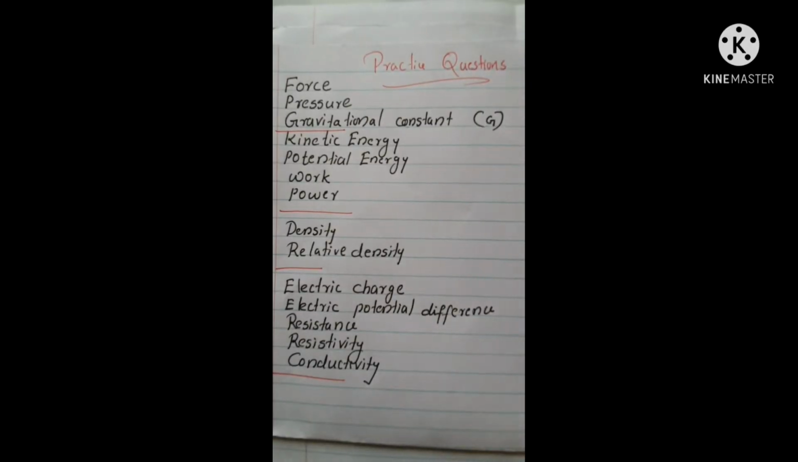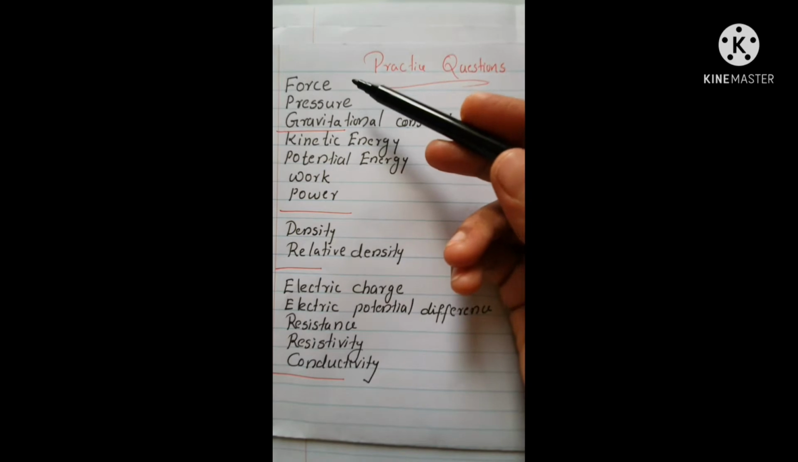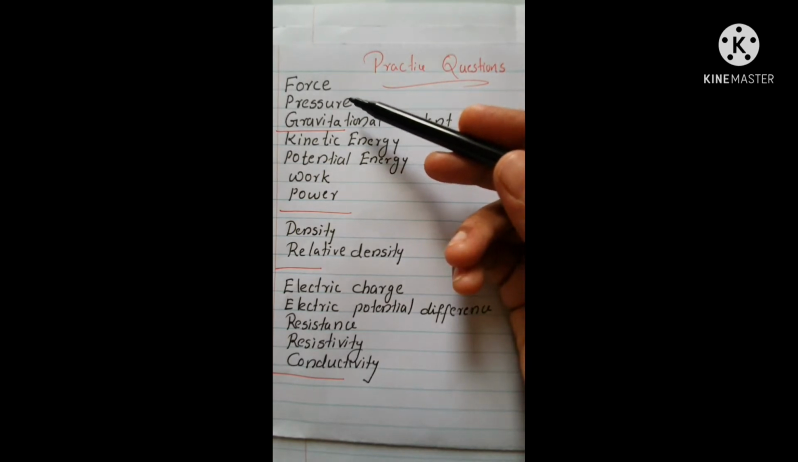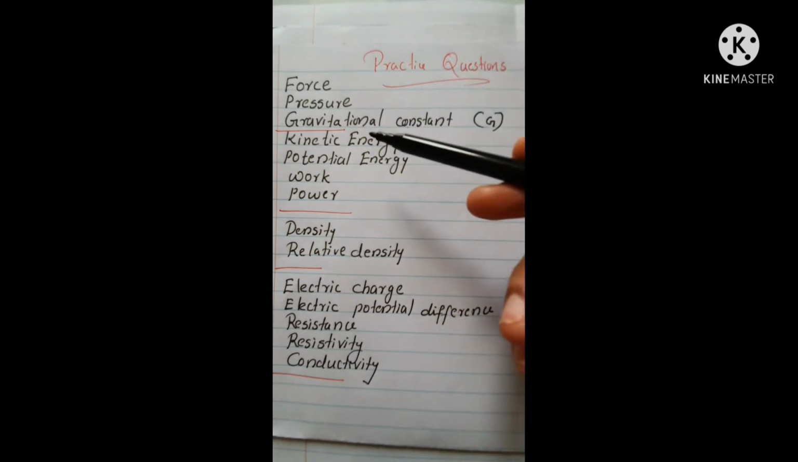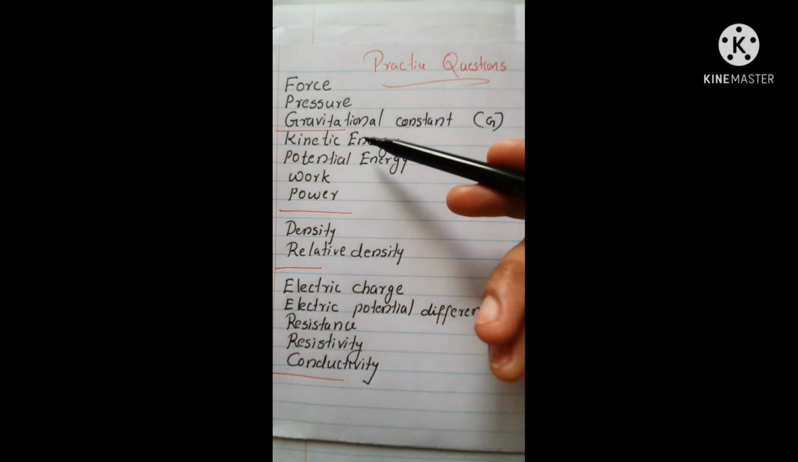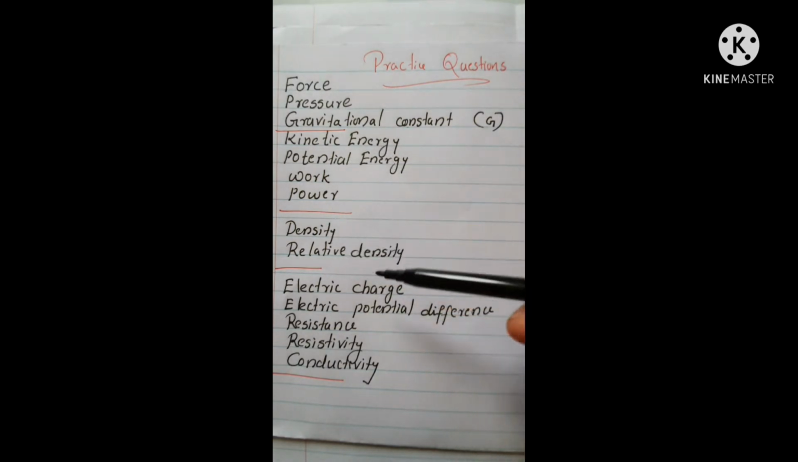Hi everyone, this is our part 2 video for dimensional analysis. In this we will be discussing the dimensional formulae for different physical quantities which you have already learned in previous years, like force, pressure, gravitational constant, then energies like kinetic and potential energy, work, power, density, relative density, then a few electrical quantities such as electric charge, potential, resistance, resistivity and conductivity. Okay, so here we'll solve one by one.